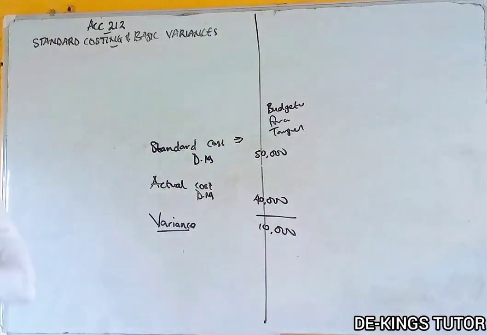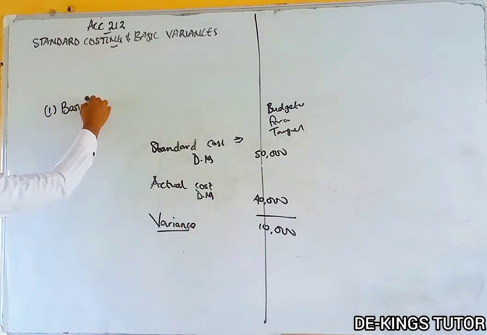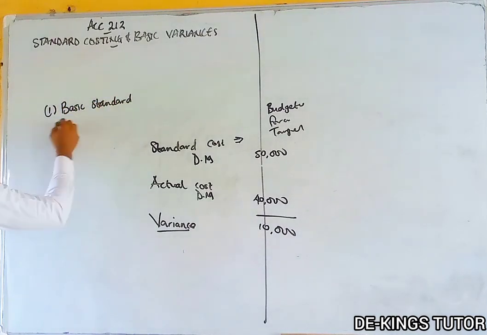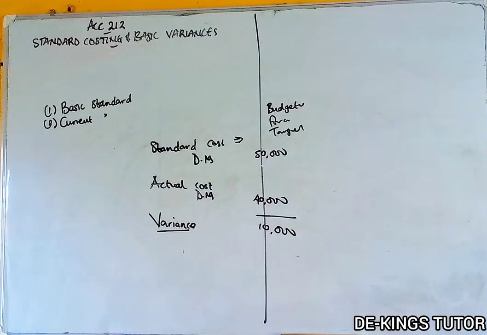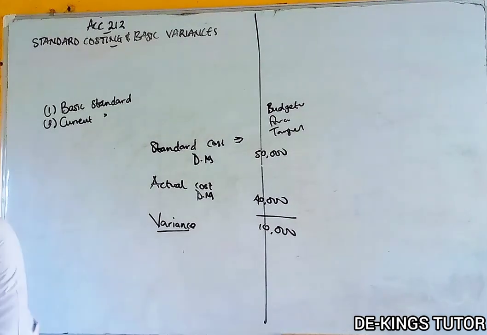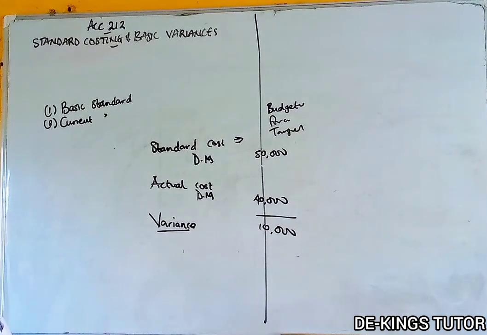Now briefly, let's see types of standard cost. The following are the two types of standard cost considered from the point of view of time. First one, we have the basic standard. Let's take the first one, the basic standard. These are unaltered standards, which are used over a longer period of time and do not reflect current conditions.